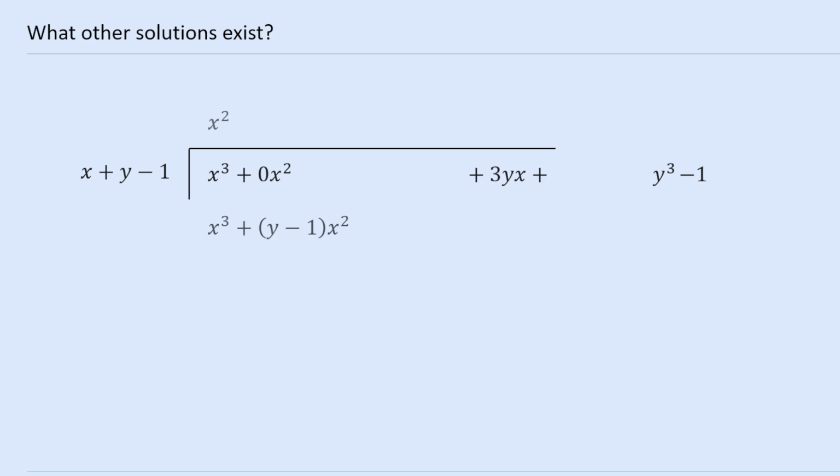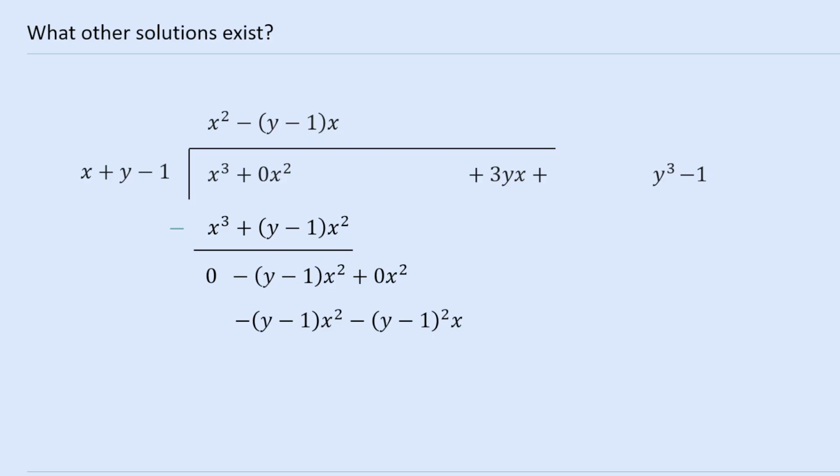So x into x cubed goes x squared times on top, and then you multiply x squared by x plus y minus 1, and we get x cubed plus (y minus 1)x squared. Subtract them, we get minus (y minus 1)x squared, and then we add 0x squared because the next term in x squared is 0. When we divide x into minus (y minus 1)x squared, we get minus (y minus 1)x. We then multiply minus (y minus 1)x, this is like a tongue twister, by x plus y minus 1. We get the expression that we see below.